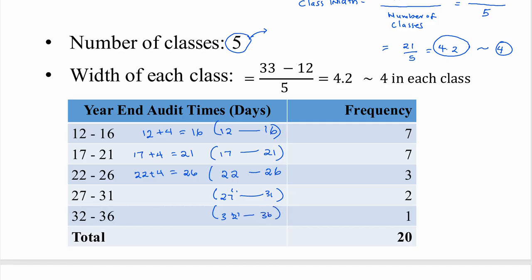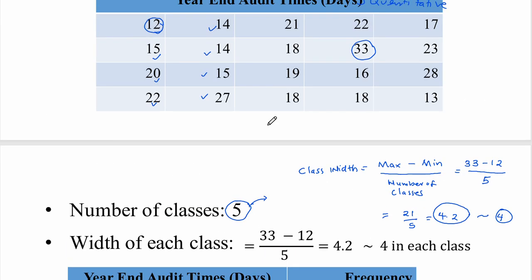Now, we are almost there. This is the last step in our frequency distribution table creation. Now, what we're going to do is go back to our raw data set and look at how many numbers are between the numbers 12 and 16. So going back to our data set, we're looking at the count of numbers between 12 and 16.